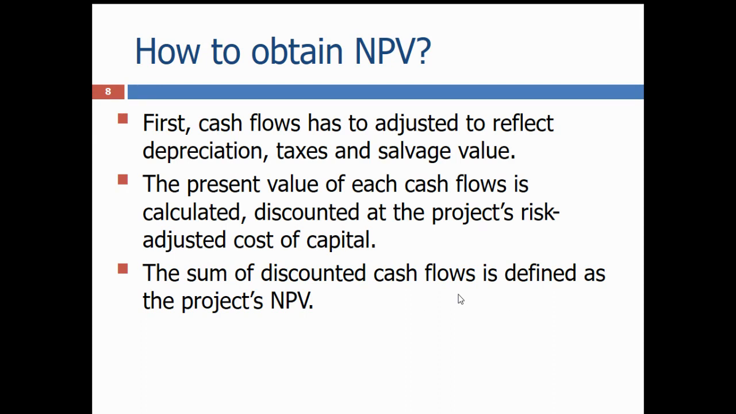So how to obtain the cash flow? All right. First, the cash flows have to be adjusted to reflect depreciation, taxes, and salvage value. All right. So depreciation is basically you want to value how much asset value reduces every year. All right. If you buy a car at the beginning of the year, let's say worth 100,000, you use it for 5 years. All right. Do you think the value will remain the same? All right. Definitely the value is going to depreciate, the value is going to reduce.